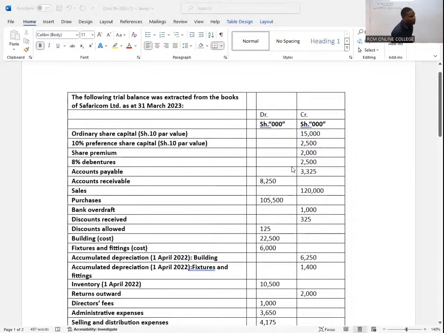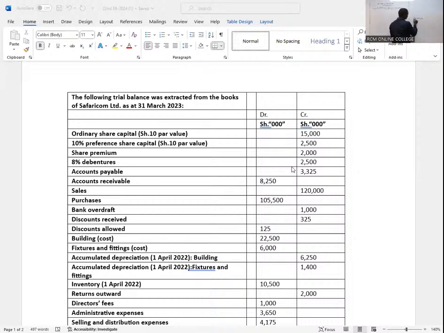The following trial balance was extracted from the books of Safaricom Limited as at 31st March 2023. Good. We have debit and credit side, you can see. And as we say, we go with the dealer. Since you're new, we just go with the dealer here.